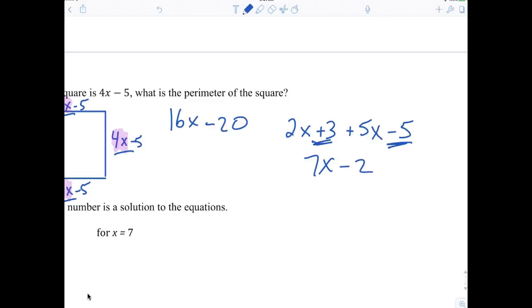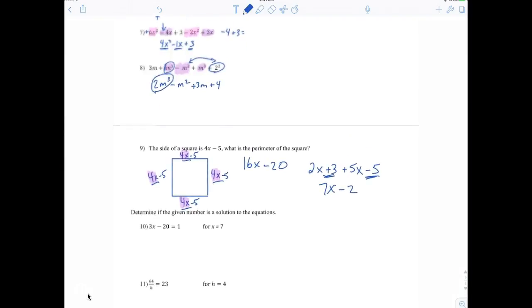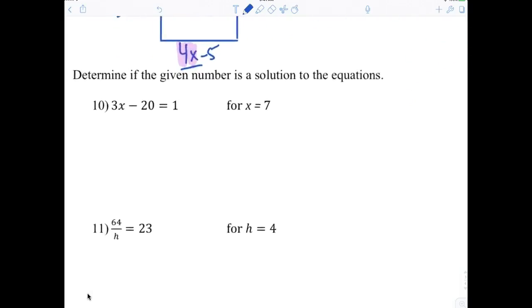Yes, sir. For number 8, if it were a test, would you want to put 2 squared or 4? Would you care? No, I wouldn't care. All right, let's look at 10.